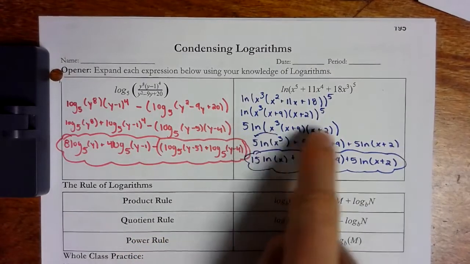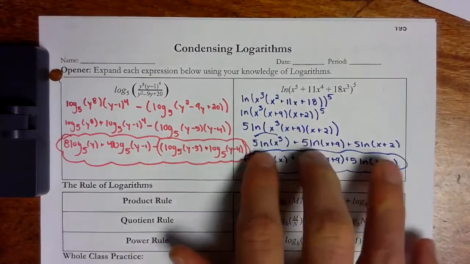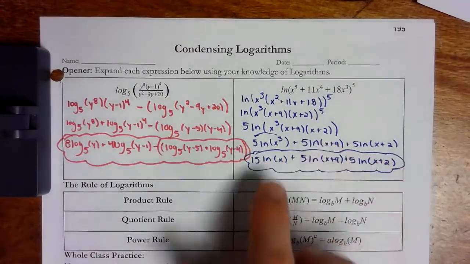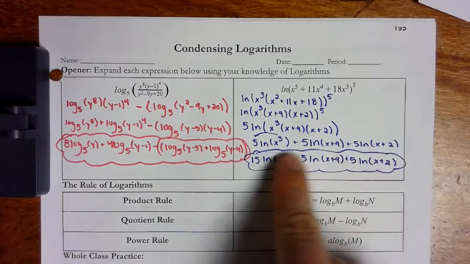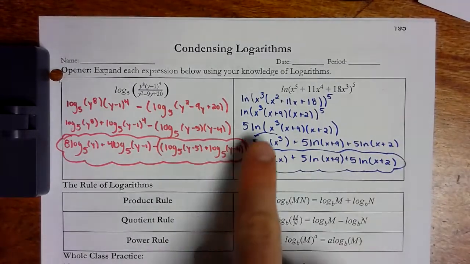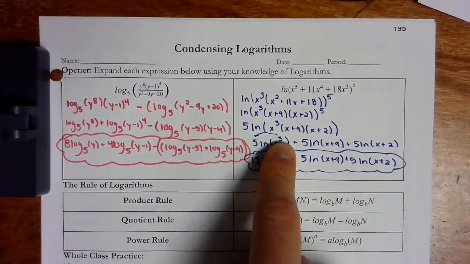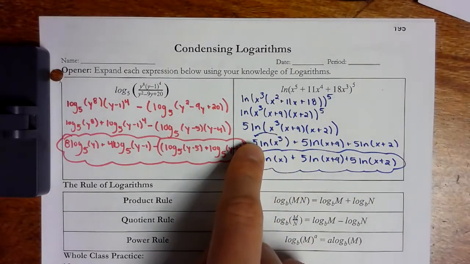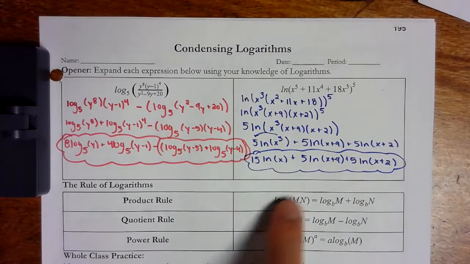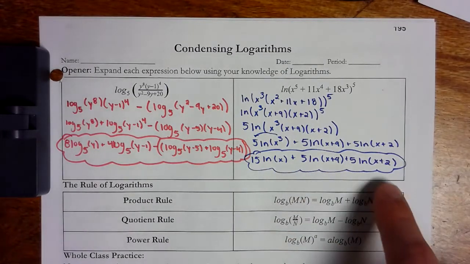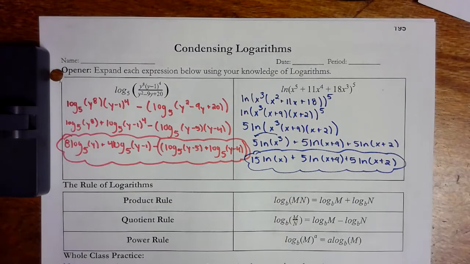And then since I have these things being multiplied, we can write three new logs where they're all being added. And each one of these terms is with each log. So x cubed, x plus 9, and x plus 2. The last thing is that since I had another exponent, I needed to bring that back to the coefficient. I'm actually going to multiply those two numbers to get 15 natural log of x, then 5 natural log of x plus 9, and 5 natural log of x plus 2.